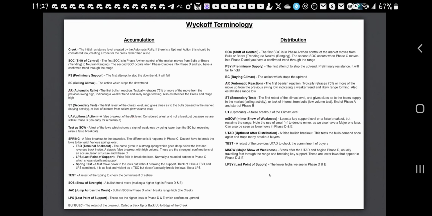This is what's called the manipulation phase, I guess people will call it. This is the stop hunt. This is where people get trapped. Bear trap on an accumulation. But you can also have a LPS, last point of support. That's where price comes down but fails to break the lows, which indicates strong demand. It's like a rounded bottom. It shows support. So that's also valid because price not going below the lows is also a good sign.